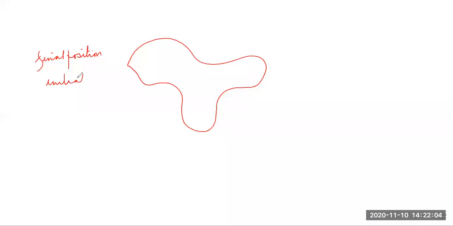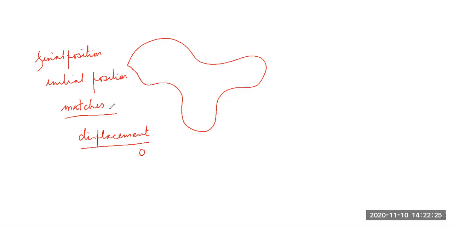the initial position. If the final position and initial position of an object match, its displacement will be 0. If the initial position of an object and the final position of the object match, we can say displacement is 0. Okay.